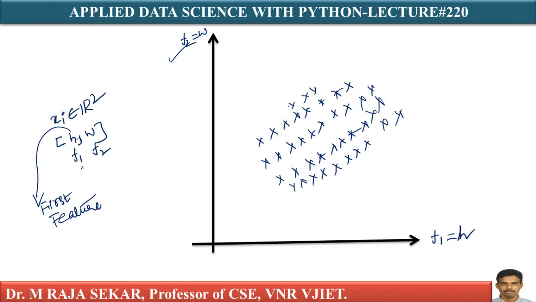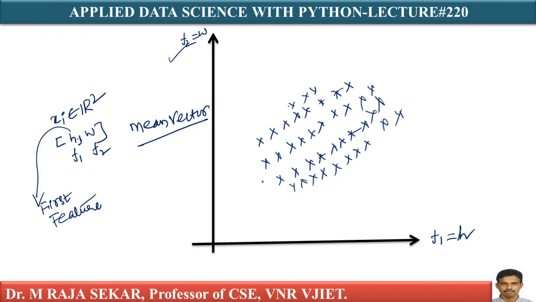So what does it mean? What does the mean vector represent? We will try to understand what the mean vector represents. What is the geometric interpretation of the mean vector? What does the mean vector represent geometrically?